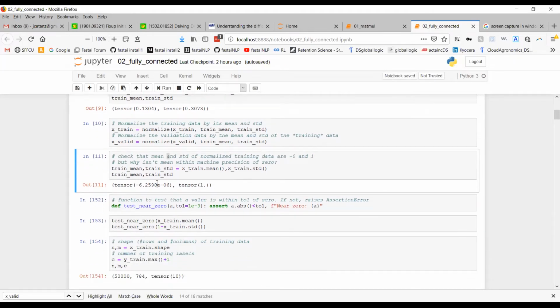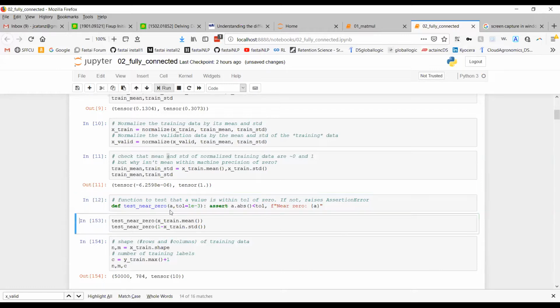as it should. The one question that I had is I'm expecting the mean to be 0 to machine precision, which is what would happen if I were working in NumPy. But since I'm working with tensors, something gets lost. You don't get machine precision, you just get very close to 0. In fact, Jeremy built this function to test that things are near 0, and he made the tolerance only 1 times 10 to the minus 3. That's all he cares about, that it's within 1 times 10 to the minus 3 of 0.